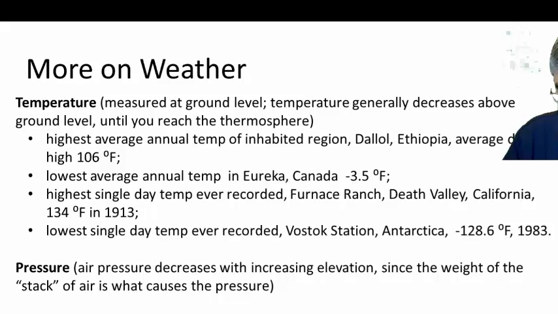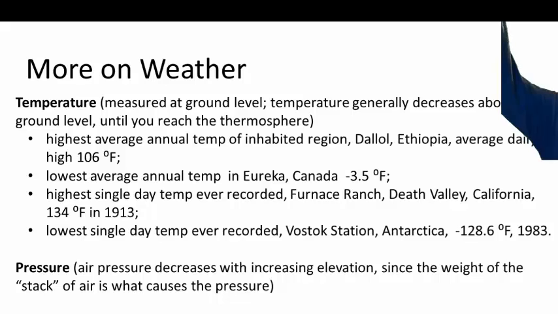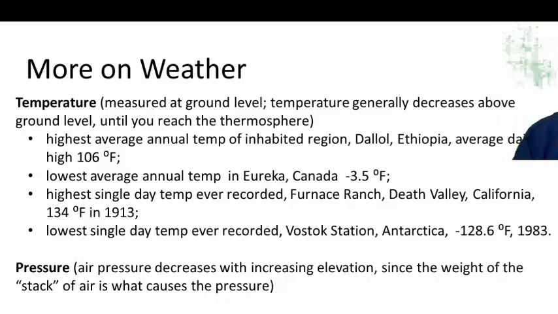Temperature is measured at ground level, and temperature will decrease as you go up in the atmosphere above sea level or above the ground level until you reach the thermosphere. The highest average annual temperature of inhabited regions of the Earth is about 106 degrees. Now, there may be different places that vie for this. I saw another report that the high temperature was in a different location, maybe Australia or China or Iran. But high temperatures can go up to about 106 degrees Fahrenheit.